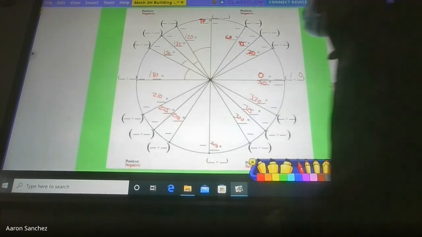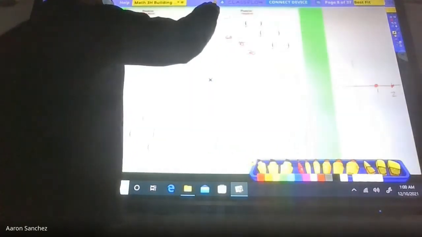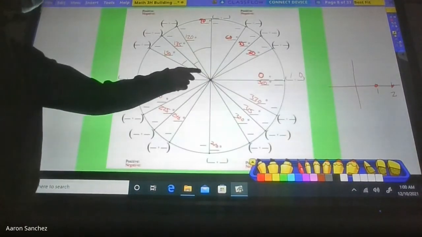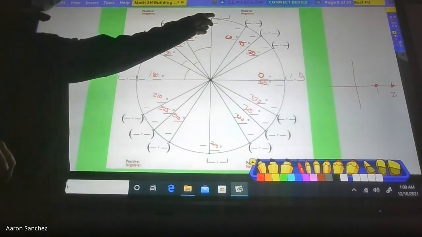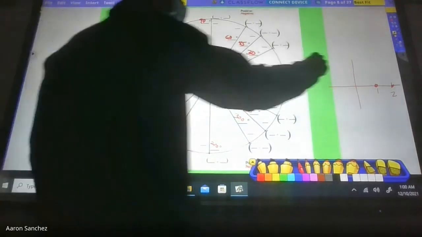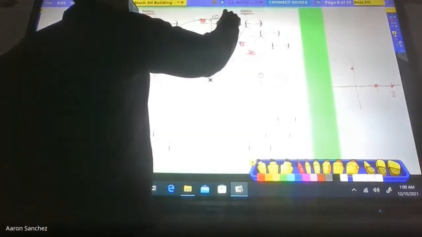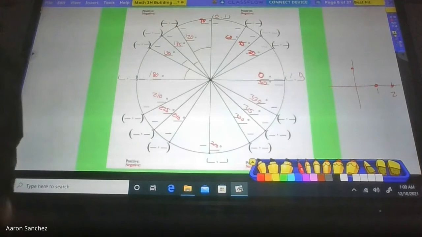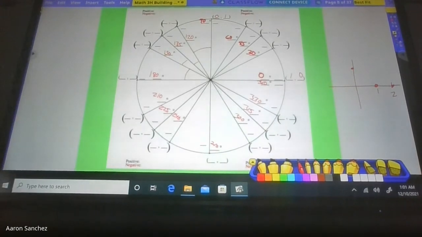Let's do another easy one. Let's do this point right here on the top. If this unit is 1, what would the coordinates of that be? 0, positive 1. Okay, that's pretty easy. Those are the easy ones. The other ones aren't really that difficult if you know the pattern, in my opinion. That's what we're going to show you.